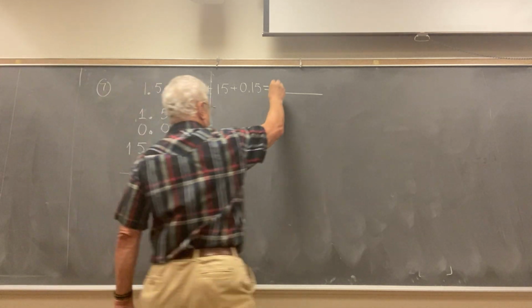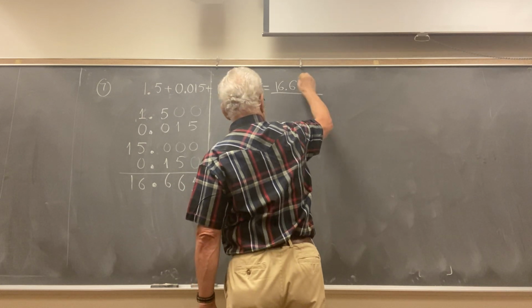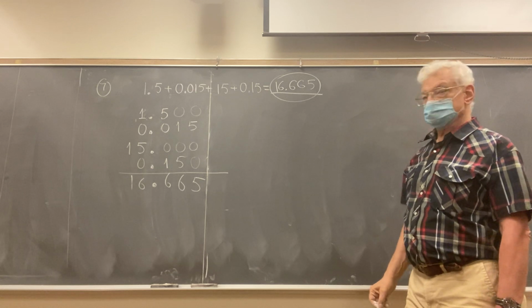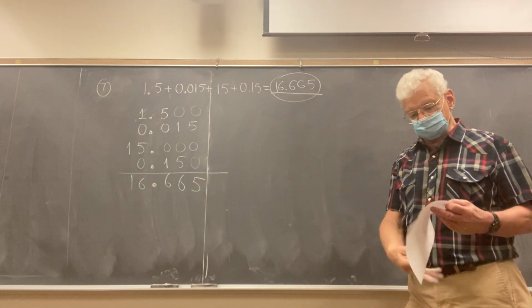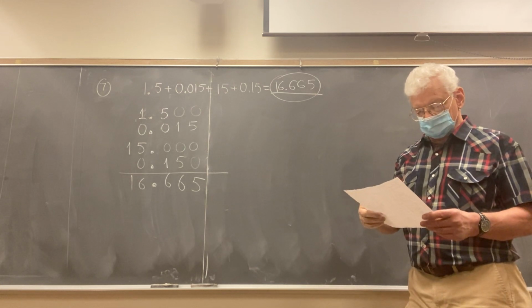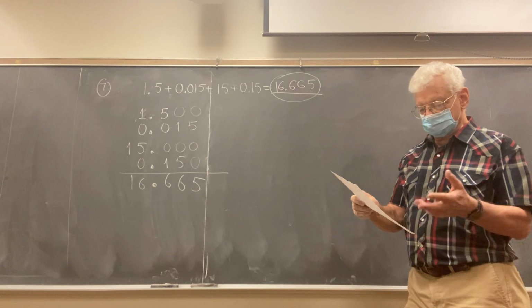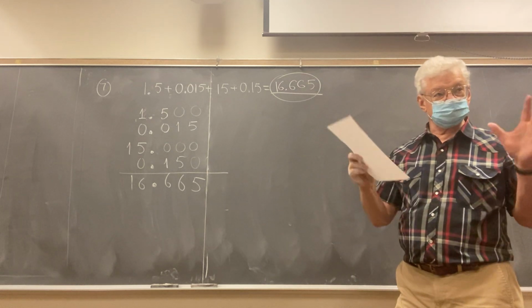And that number you rewrite here: 16 and 665 thousandths. Okay, got it. This is the simplest working. And I also wrote in my handwriting, so put the decimal points one beneath the other. This is the general rule.